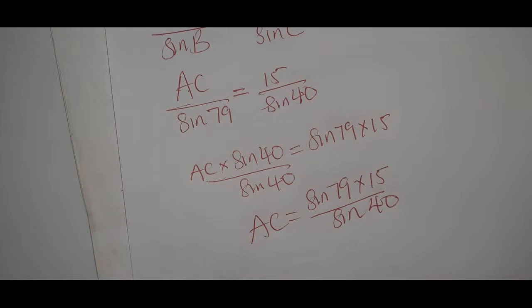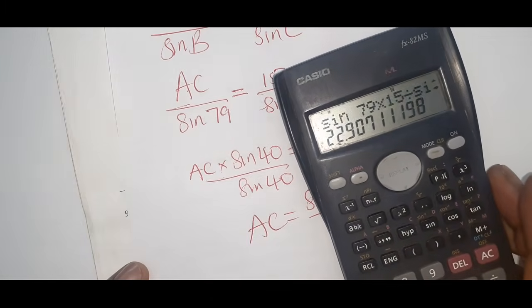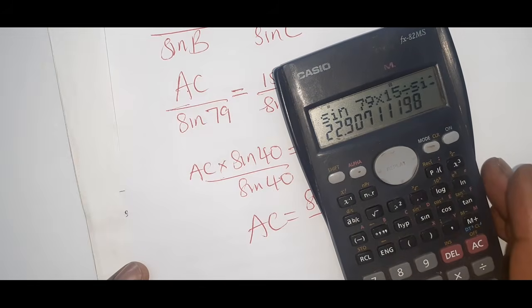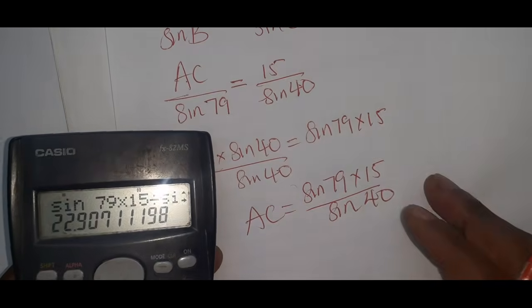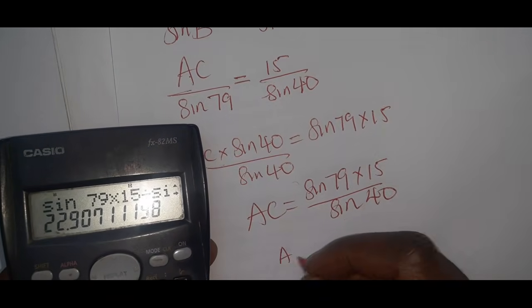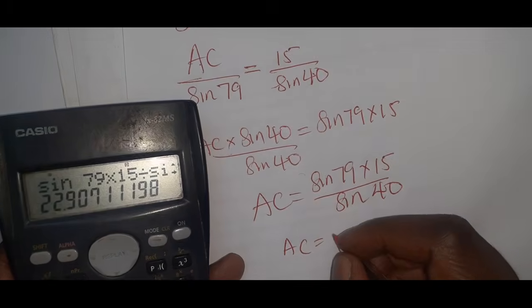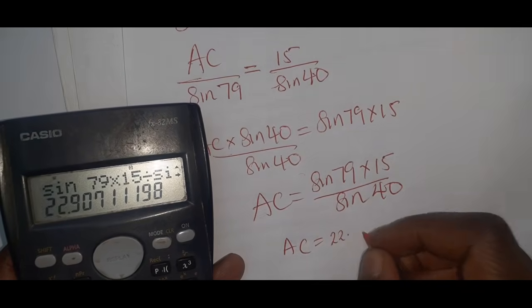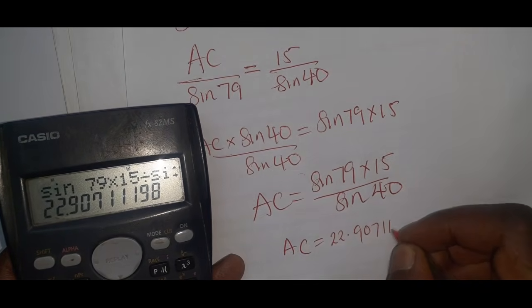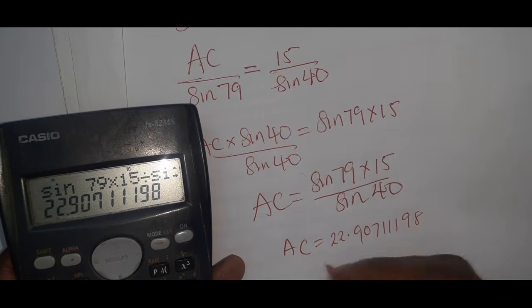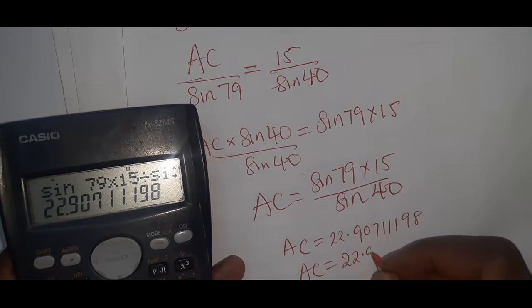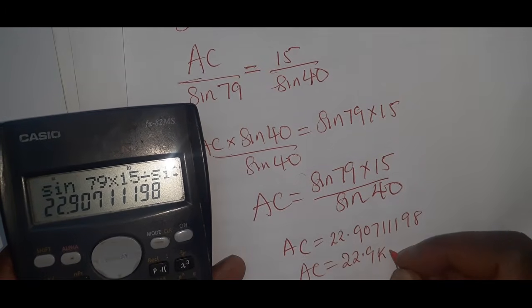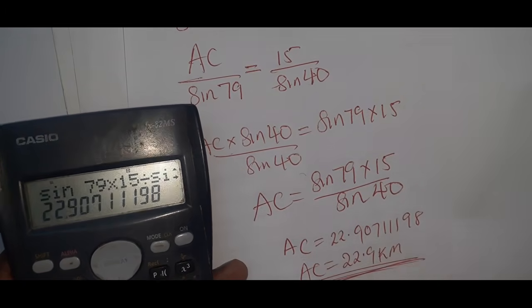So when you punch this, this is the answer that you're going to get. Once you write it in full, AC is equal to 22.90711198. Then you round it off to 3 significant figures. You have 22.9 kilometers.